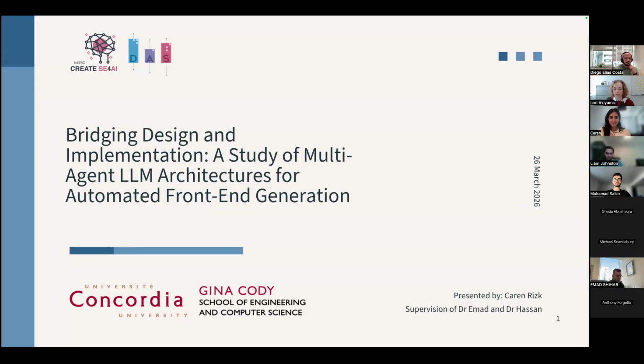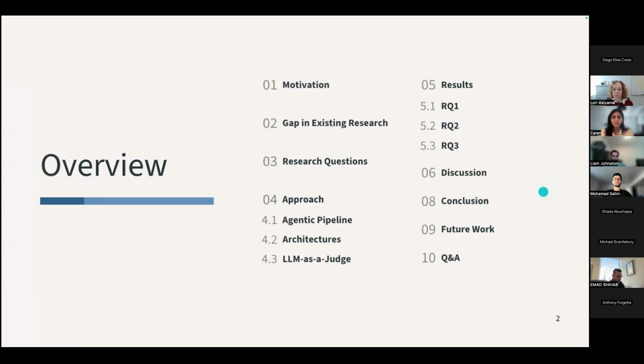So let me start. Hello, everyone. Today I'll be presenting my work, Bridging Design and Implementation, a study of multi-agent LLM architectures for automated front-end generation. In this work, we investigated how multimodal, multi-agent LLM systems can create dynamic applications from paired user stories and Figma designs. In addition, we also discussed how architecture coordination impacts the quality, cost, and reliability.